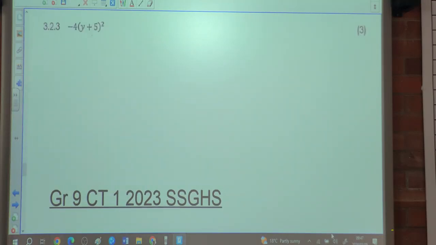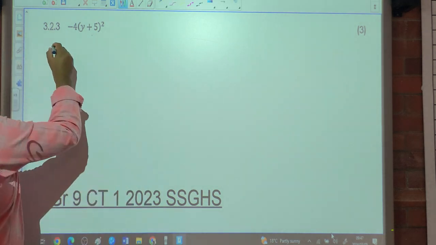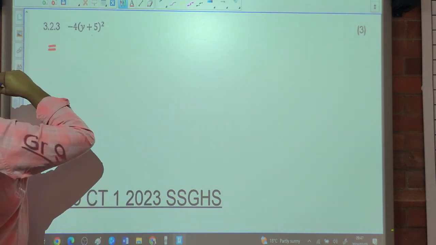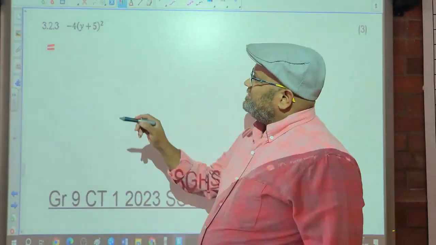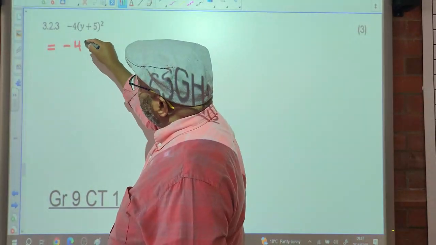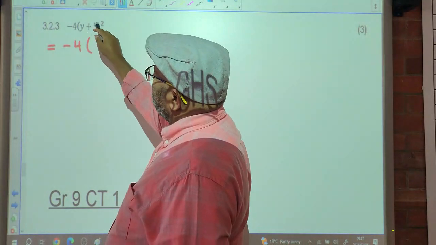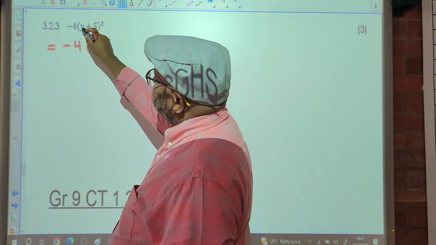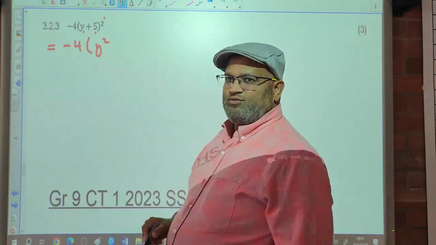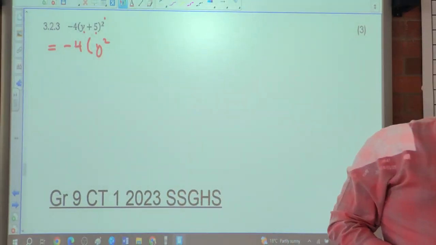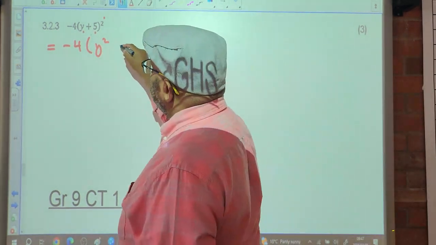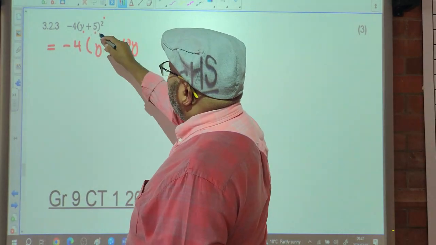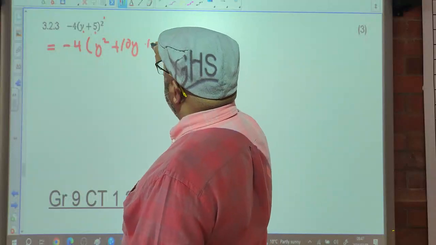The next one, we must first apply the square. This is one of 2 ways of doing it. I'll do both ways. So you're going to do the binomial square rule. So the negative 4 remains on the outside. So I square the first term, what do I get? y squared. Then the first term times second term times 2. So y multiplied by 5 is 5y. 5y multiplied by 2 is 10y. And then 5 squared is 25.